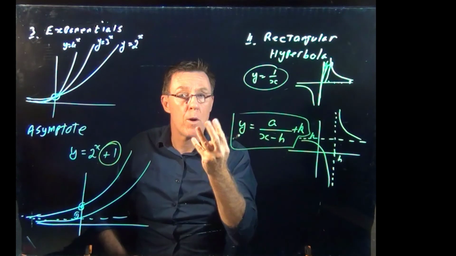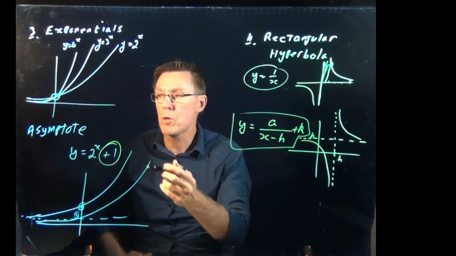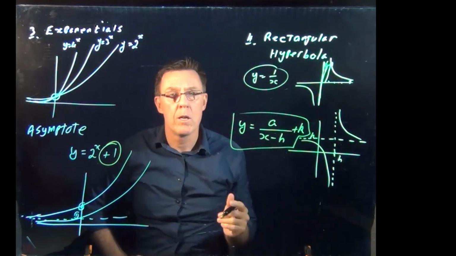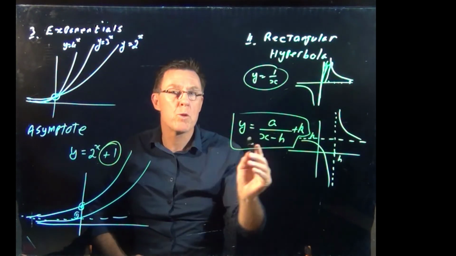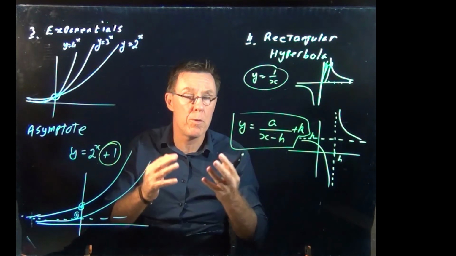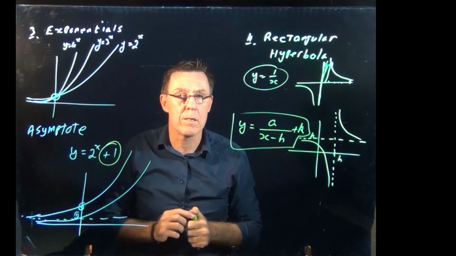So 4 graphs, 4 nonlinear shapes. So you've got quadratics, circles, exponentials, the rectangular hyperbola, all have a general shape to them and a general equation. You just need to be able to spot them and recognize them at the moment. And we'll do some more work on these in class very soon.